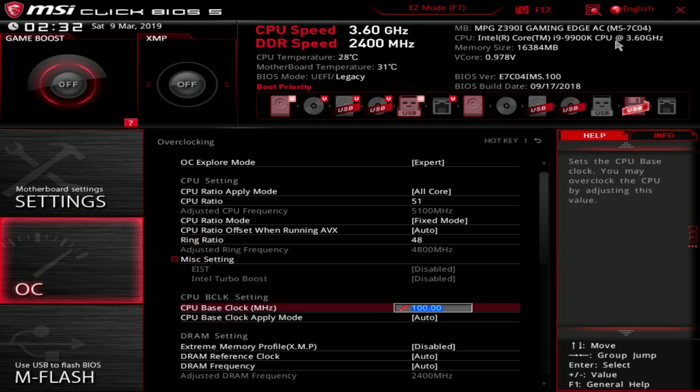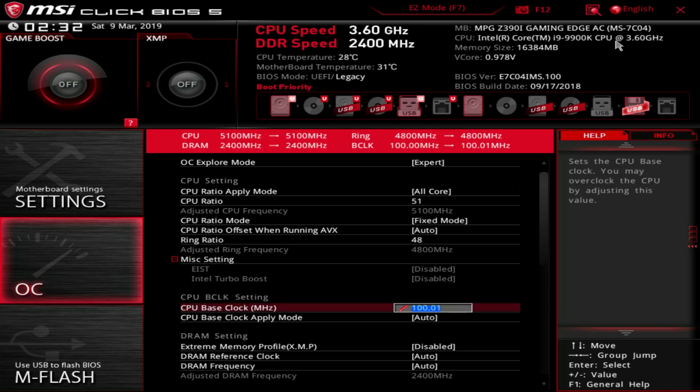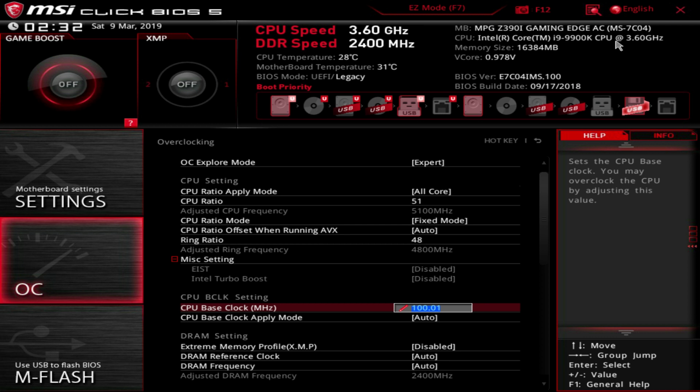Next, we get CPU base clock. And an interesting thing about this board is that if you leave that on 100 megahertz, it'll actually go to 108 once you're in the operating system. I'm not sure why it does that. It just does that. The best way to get around that is to just set it to 100.01. And then it doesn't do that anymore.